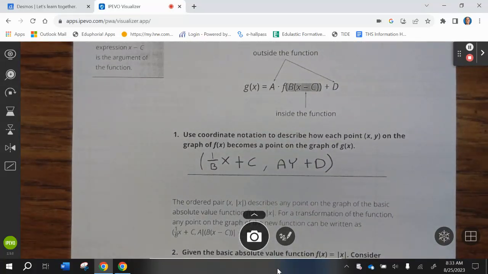Use coordinate notation to describe how each point (x, y) on the graph of f of x becomes a point on the graph of g of x. The point becomes (1 divided by b times x plus c, a times y plus d).